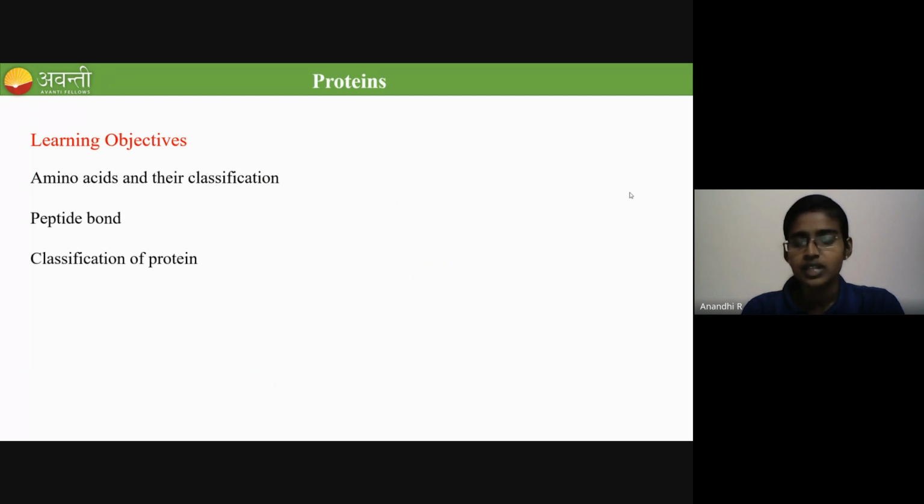In the last class, I told you that all proteins are made up of amino acids, basically many alpha amino acids. We have also seen their classifications, based on their acidic and basic nature and on the basis of structures. Essential and non-essential amino acids, and acidic, basic and neutral amino acids we have seen. Today we are going to see the peptide bond and classification of protein under this main protein topic.